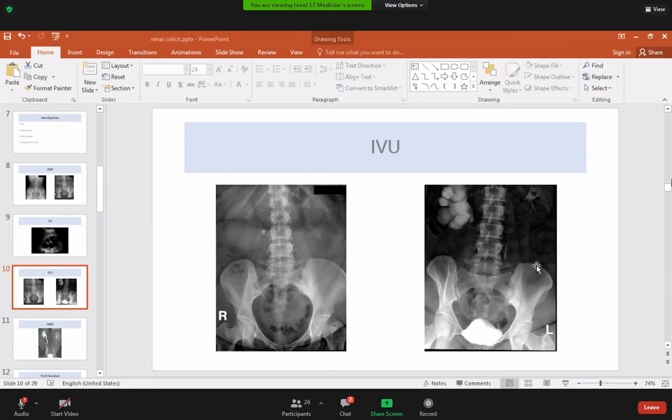Can you see in the X-ray, do you see anything in the right and the left? What is right and what is left? What X-ray is on the right and what X-ray is on the left? Can anyone tell?